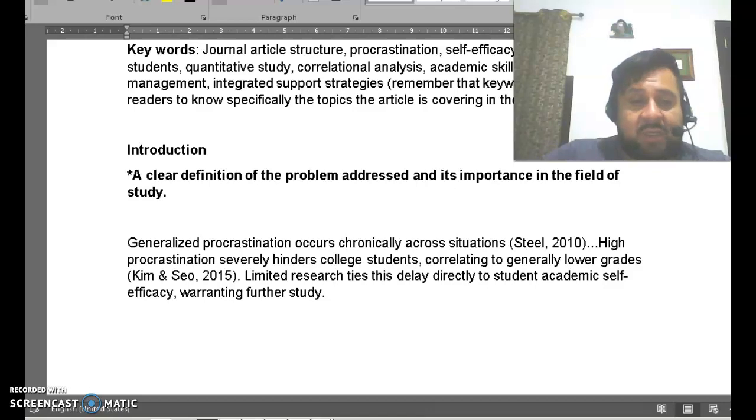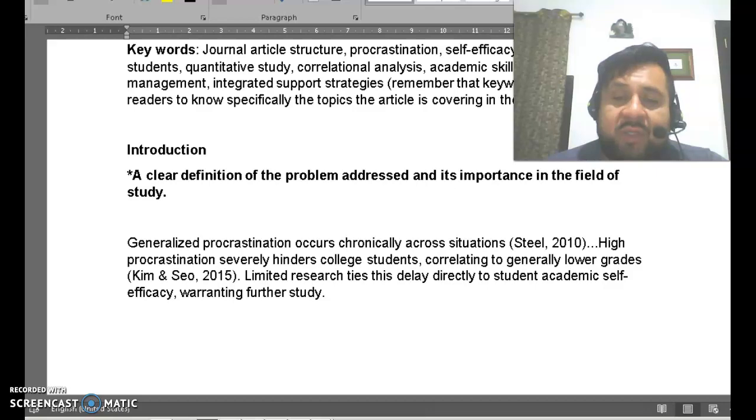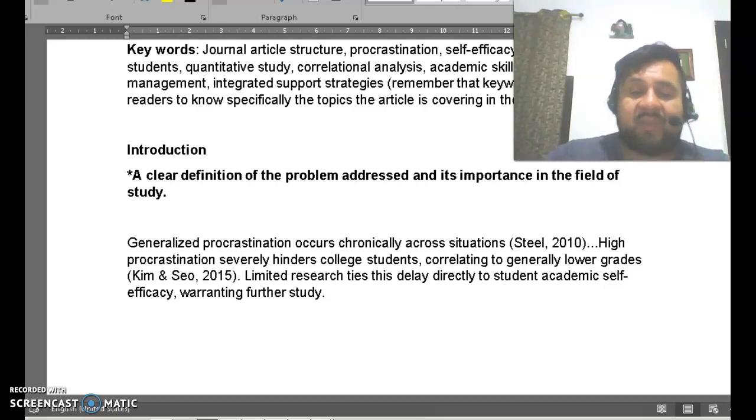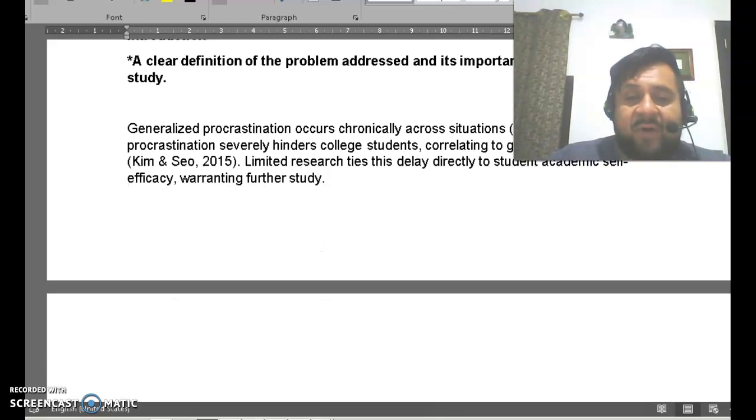About this journal, we have generalized procrastination occurs chronically across situations, Steel 2010. High procrastination severely hinders college students, correlating to generally lower grades, Kim and Seo 2015. Limited research ties this delay directly to students' academic self-efficacy, warranting further study.